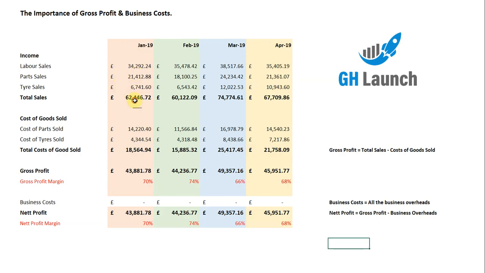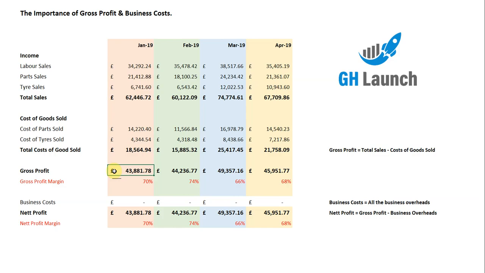So we can see that the total sales is £62,446 in January. The total costs is £18,564. Therefore, the gross profit is £43,881. Your management system should be capable of giving you an accurate gross profit figure daily, weekly, monthly, quarterly, and yearly.